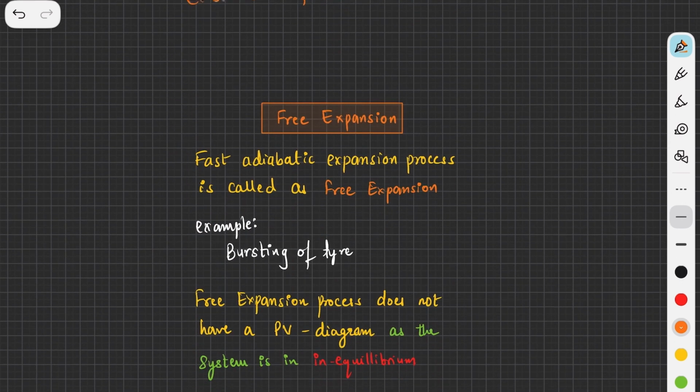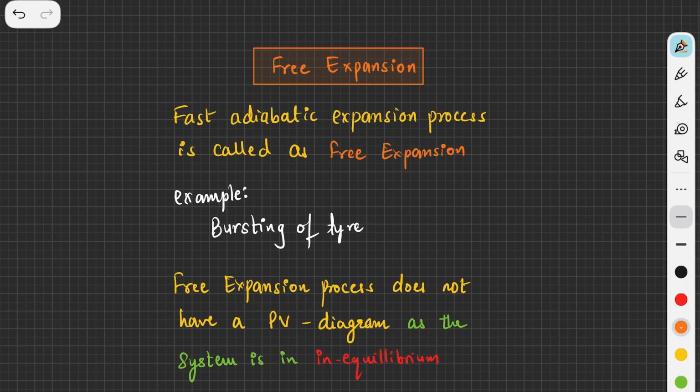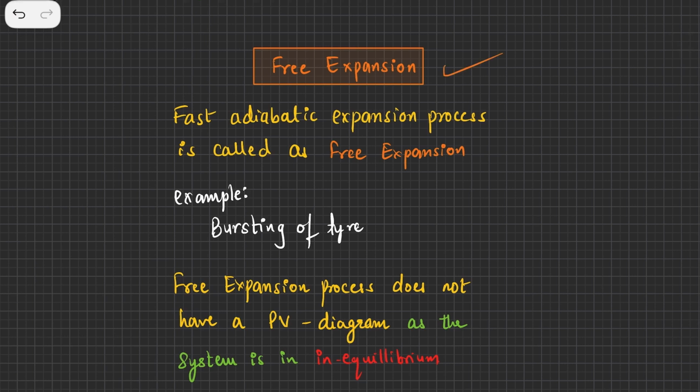Now we will move on to something called free expansion. A very simple process, very easy to remember. Free expansion is a process in which we have fast adiabatic expansion. So adiabatic is basically like your heat is kept constant. The process is fast, that means you should be moving the piston very fast, up or down, and it's an expansion process. So basically the piston is moving upward. So fast adiabatic expansion process is called free expansion.